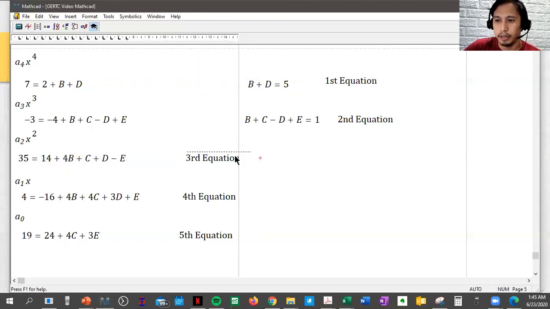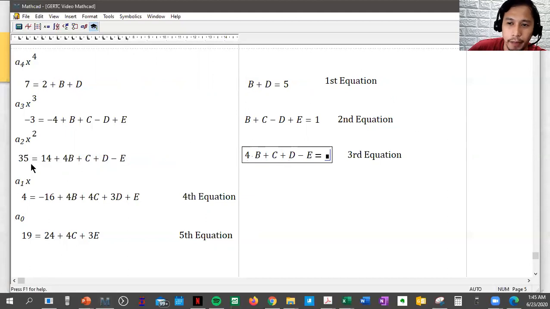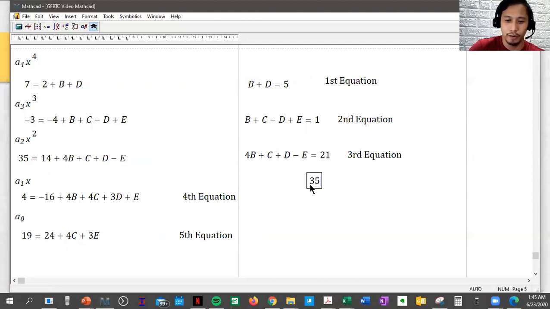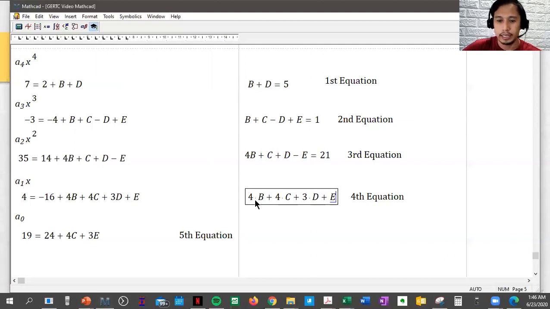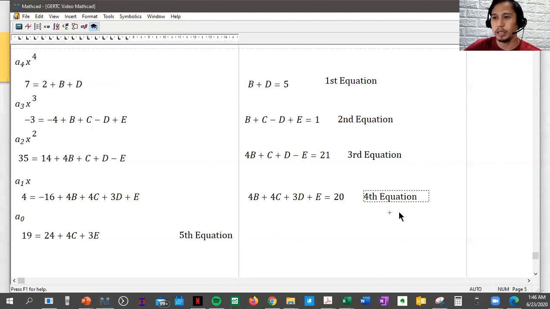Next, the third equation. Simplifying this, 4b plus c plus d minus e. And that is equal to what? 35 minus 14. Isn't it 21? It's 21, right? 35 minus 14. It's 21. And the fourth equation may be simplified as 4b plus 4c plus 3d plus e. And that is equal to 4 plus 16. This is 20. Okay, that is the fourth equation.